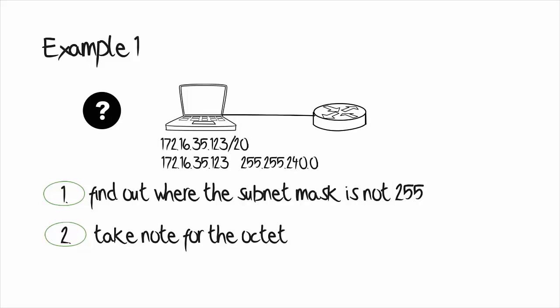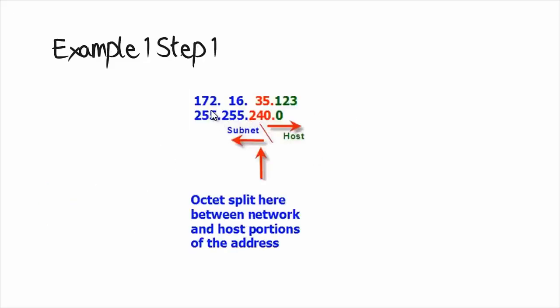So in this example, once again, we have an address 172.16.35.123, and the subnet mask is 255.255.240.0. So in the third octet, the subnet mask is not equal to 255, but is equal to a value of 240. That means that in this octet, there's a split between the subnet and host portions. So the first two octets are network or subnet. The last octet is host. But in the third octet, there's a split between subnet and host.